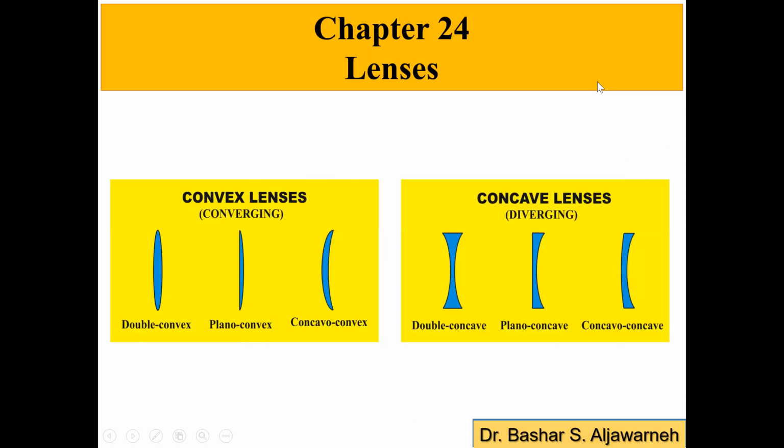Our video for today is about lenses, which is from chapter 24 in our textbook. And again, let me remind you with the name of our textbook, which is Physics by Ken. So in general, in this video, we are going to talk about two types of lenses, which are convex and concave, or we can call them converge and diverge. In the next slides, we are going to see why we call the convex converge and the concave diverge.